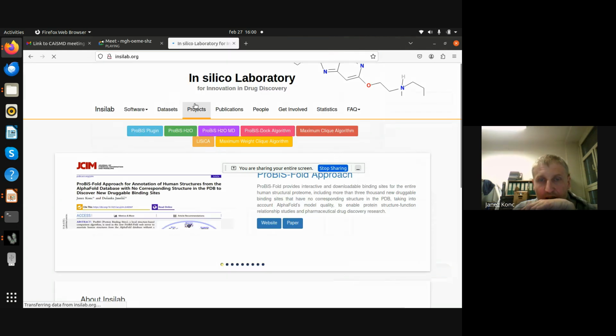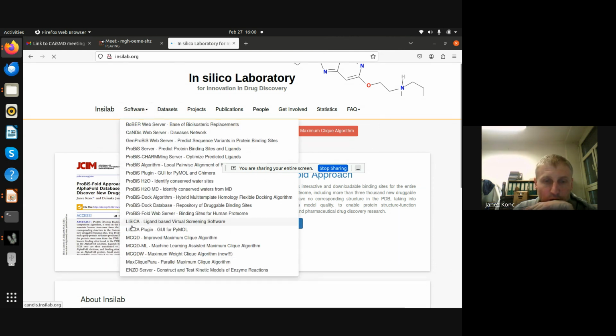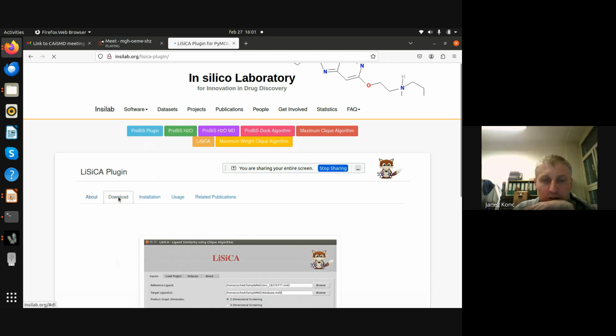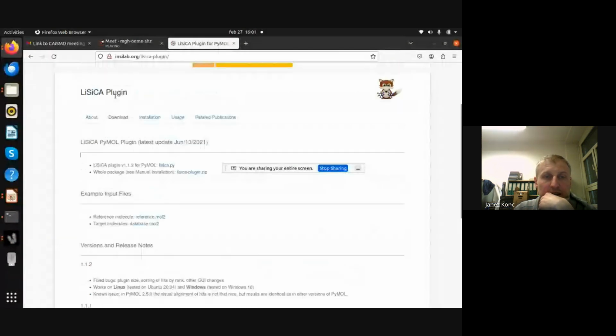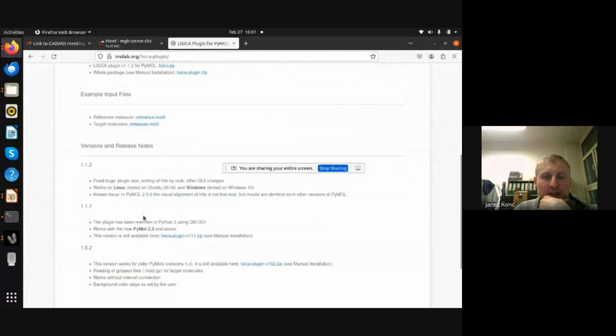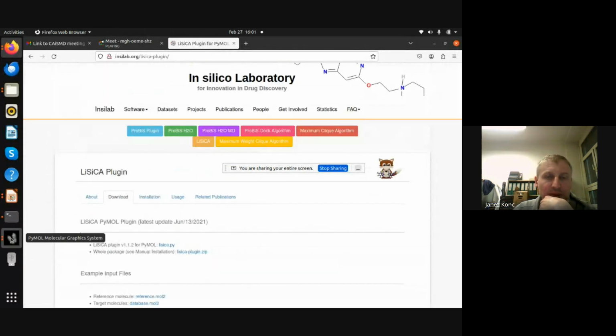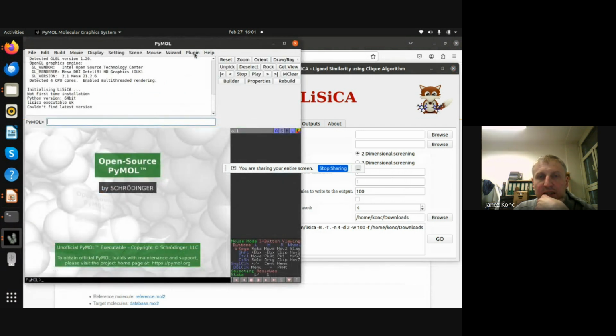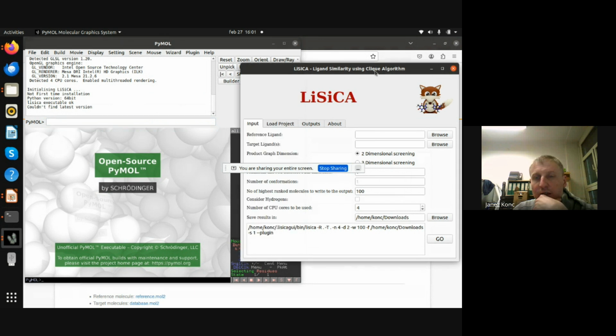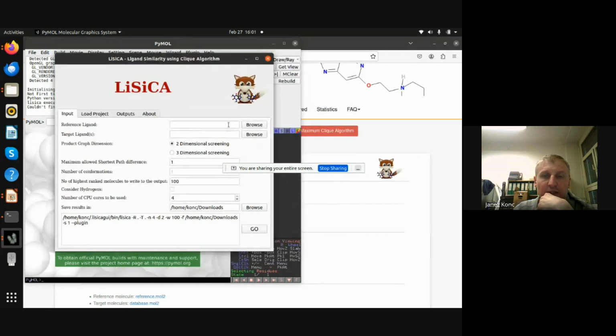And you can go to this site. We have all these tools available. This is a plugin, and you can download it here. It's very well updated, so it really should work with the latest PyMOL version. Basically, when you install it, this plugin will appear here in PyMOL under the Plugins menu.